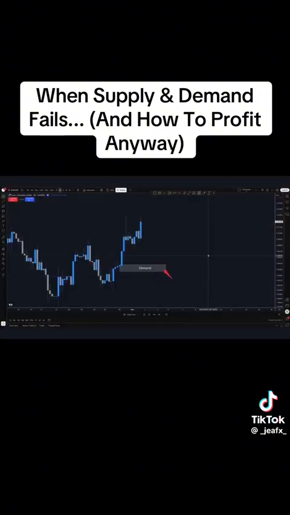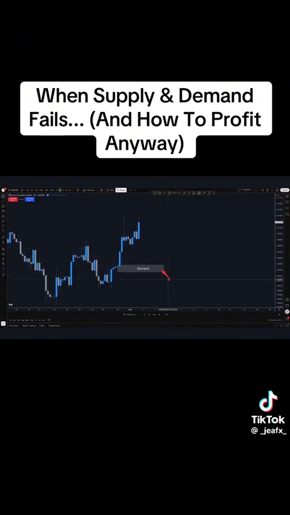So if you're new to the concept of supply and demand, or you kind of understand it but you don't really understand the theory behind it, we're going to break that down now. Supply and demand refers to price areas in a market where significant buying or selling has taken place. Now, this is what we call a demand zone. It's a little box that we can draw on the chart.